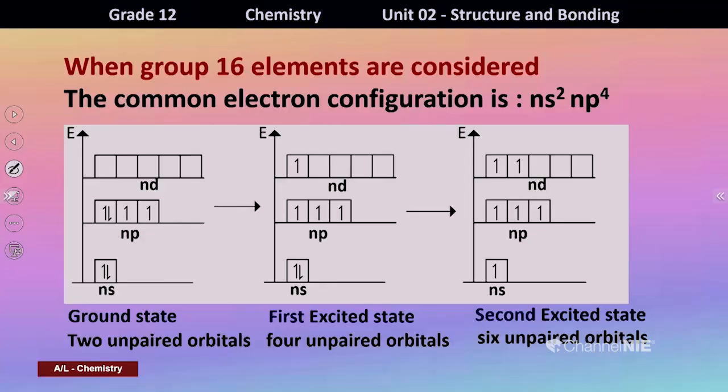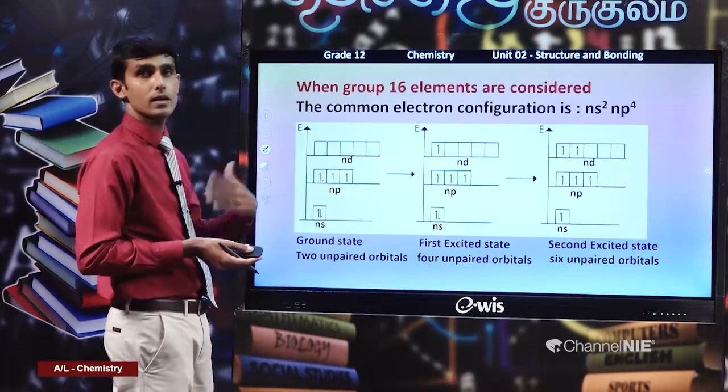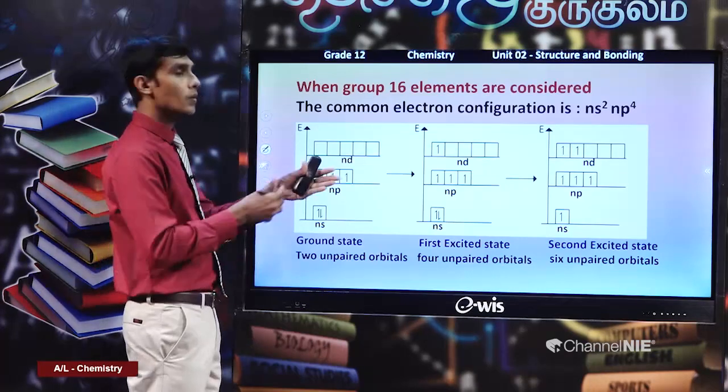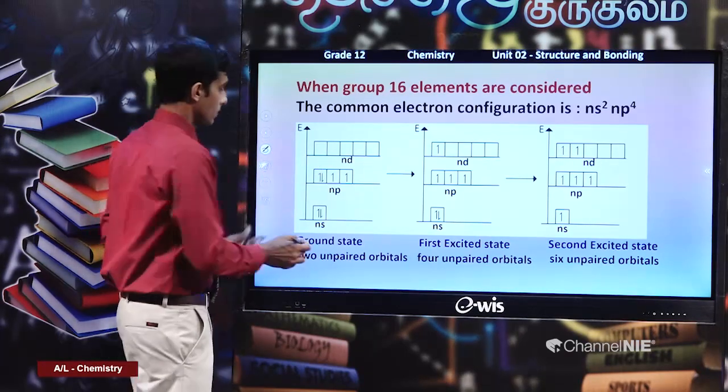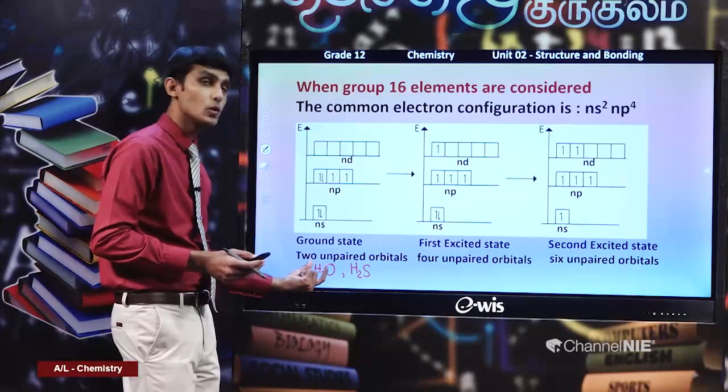Now, when group 16 elements are considered, the ground state configuration is ns2 np4. In the ground state, it has 2 unpaired orbitals. If you look at an element like sulfur or oxygen, 2 covalent bonds are formed by those elements. For example, water, molecules like H2S, there you can see 2 covalent bonds. The central atom has formed 2 covalent bonds.